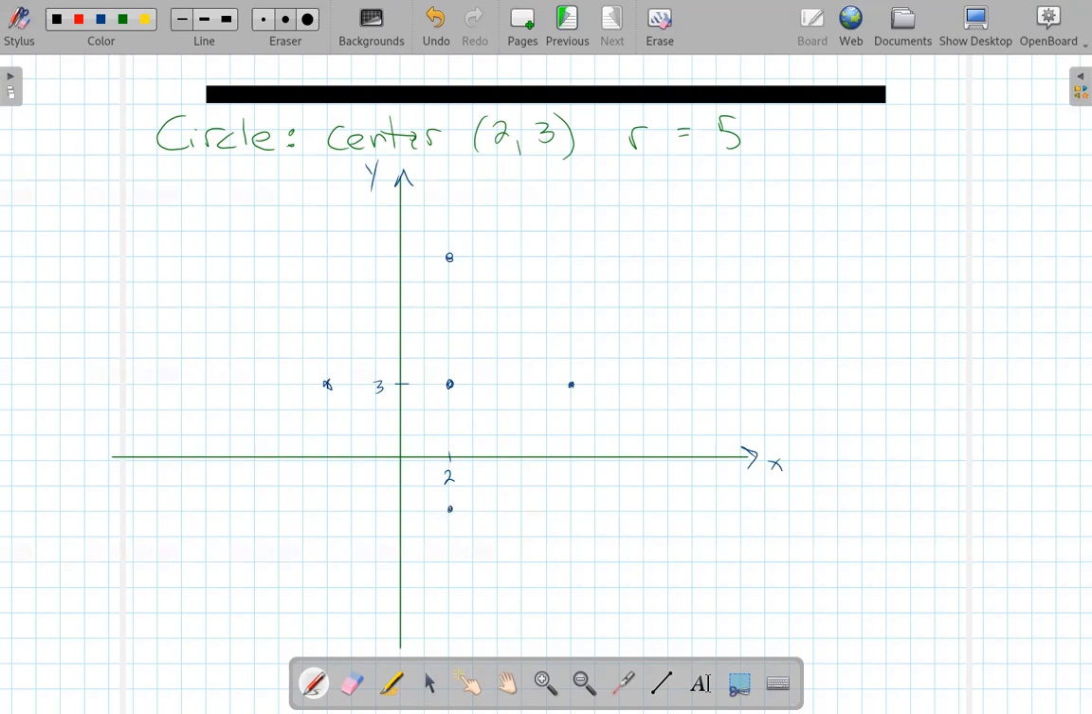So 2 plus 5 puts me over here at 7. 2 minus 5 puts me over here at -3. 3 plus 5 puts me up here at 8. And 3 minus 5 puts me down here at -2. All right, so I've labeled enough so that someone can look at this later and get a rough idea of what the heck I was doing.